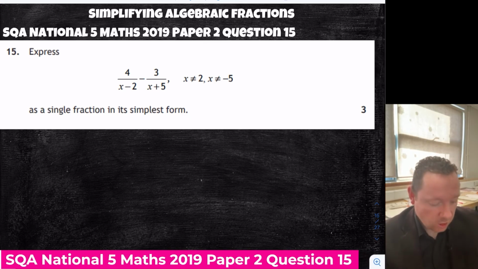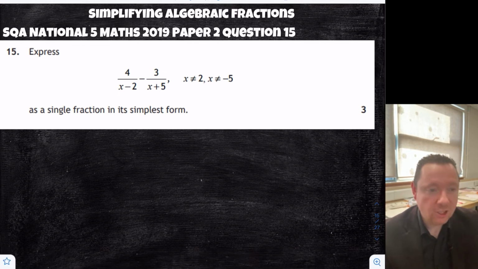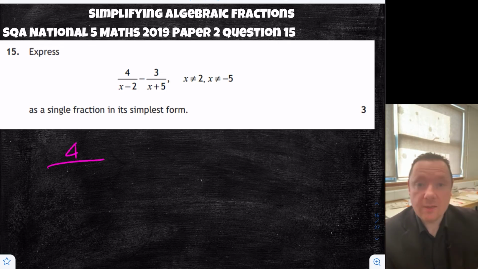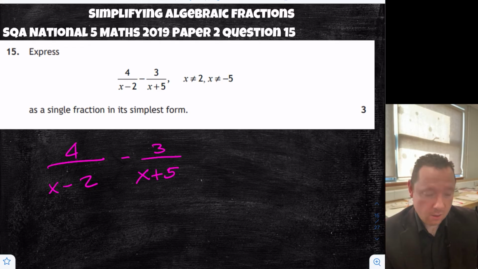Simplifying algebraic fractions, Grade National 5 Maths 2019, Paper 2, Question 15. Express 4 over x minus 2, take away 3 over x plus 5 as a single fraction in its simplest form. So this works exactly the same way as fractions when you're adding them before or taking away. You need a common denominator. Now the easiest way to get a common denominator, especially with algebraic fractions, is times the bottoms together.